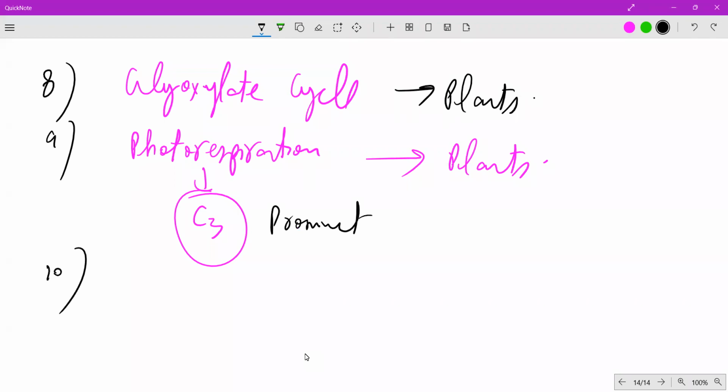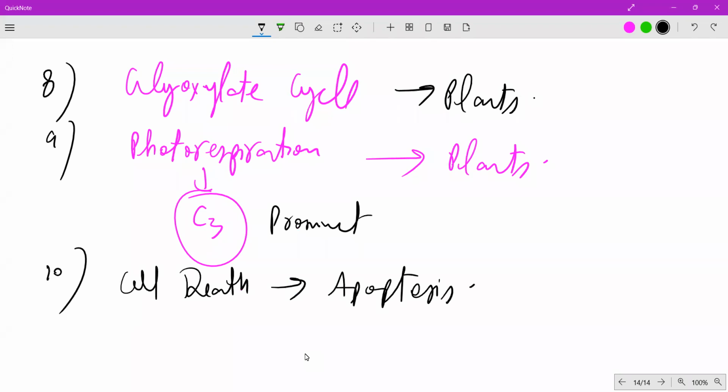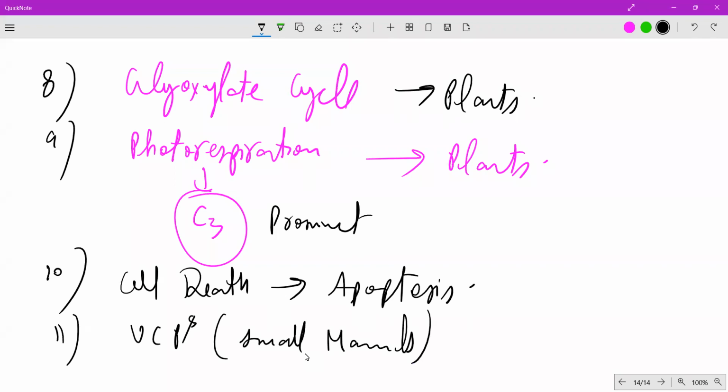Another function of mitochondria. We know mitochondria has a very important role. They also have a role in cell death, that is apoptosis. Mitochondria, जो membranes हैं, mitochondria membranes have special proteins which are called as UCPs. UCPs, mitochondrial membranes, have proteins, especially in mammals, small mammals. They have proteins called as UCPs, uncoupling proteins.